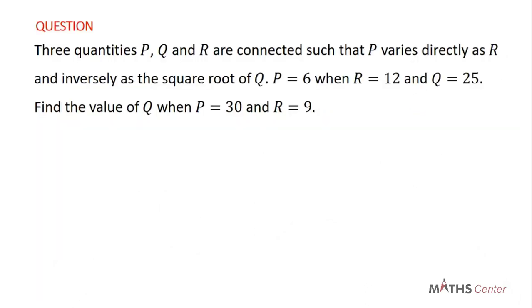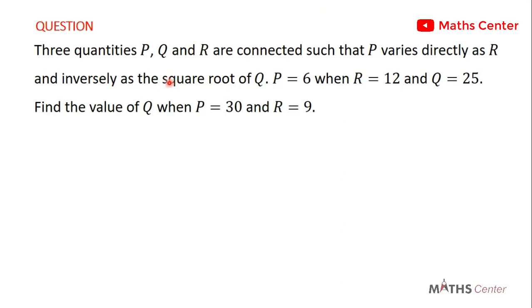Three quantities P, Q, and R are connected such that P varies directly as R and inversely as the square root of Q. P is equal to 6 when R is equal to 12 and Q is equal to 25. Find the value of Q when P is equal to 30 and R is equal to 9.